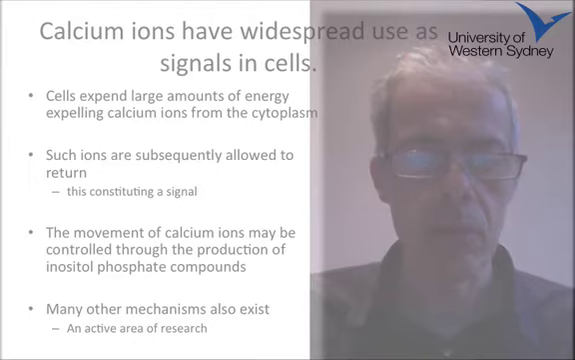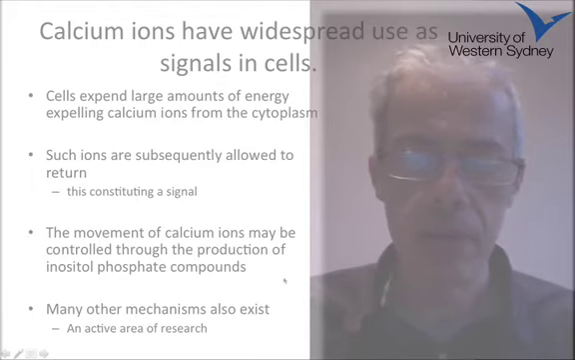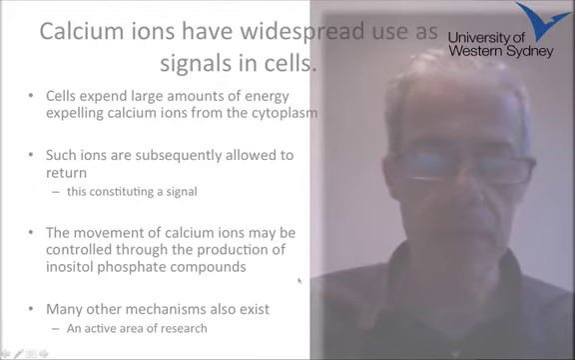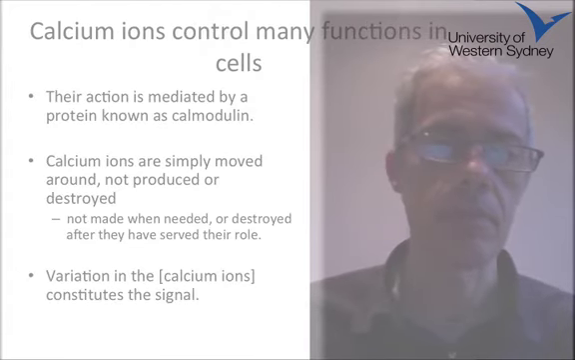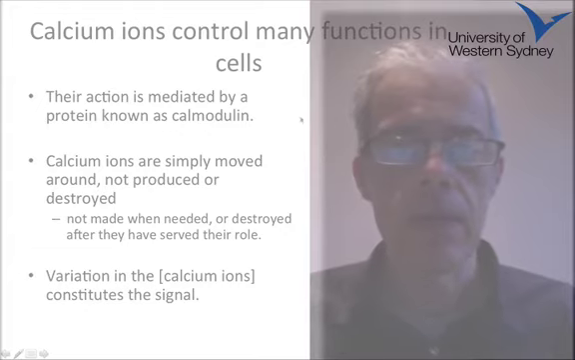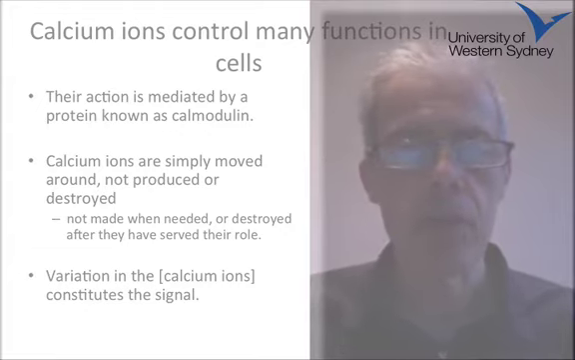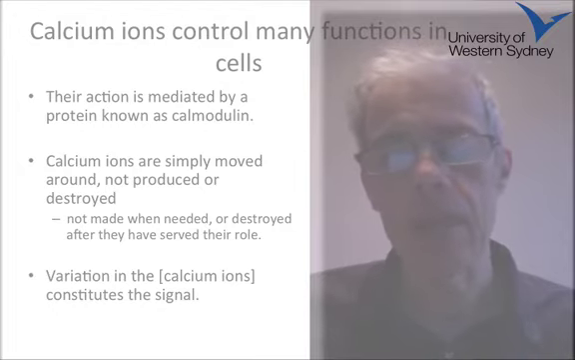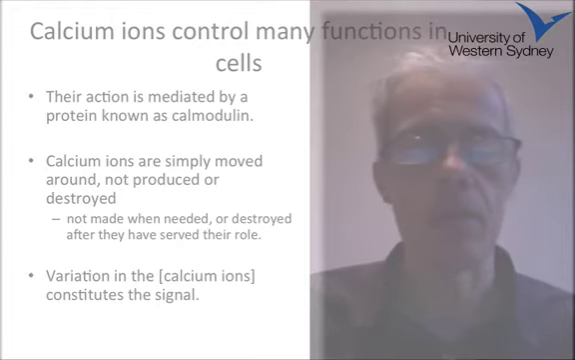Now, we've already talked about the fact that the movement of calcium ions may be controlled through the inositol phosphate compounds, and there are also other mechanisms that exist to control the movement of calcium ions. Now, how does calcium have its effect in the cell? There are some proteins whose action is mediated by binding to calcium. And one of the key examples of these calcium binding proteins is calmodulin.